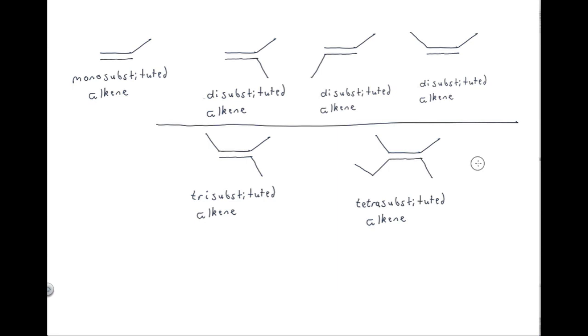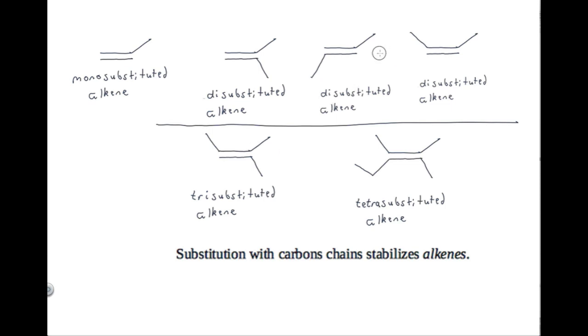Now, the important idea we have to memorize is that substitution with carbon chains stabilizes alkenes. Nature likes it, so to speak, when alkenes are more substituted with carbon chains. So which of these would be the most preferred? Tetrasubstituted would be the most preferred, then trisubstituted, then disubstituted. Monosubstituted alkenes would be the least preferred.